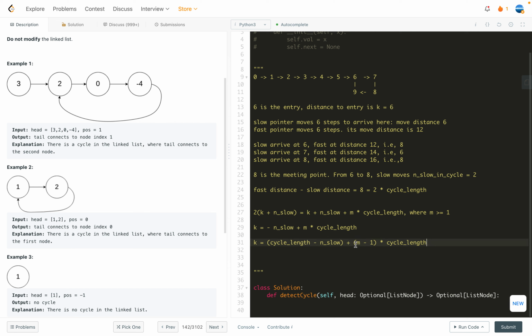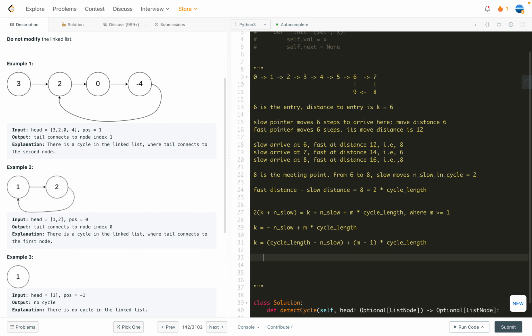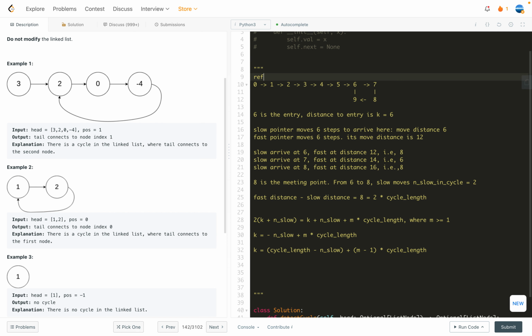So if m equals 1, it means that the k number of steps is exactly equal to cycle length minus the n_slow. I guess it might be the case in example 1, but we can analyze that later. Basically, when they meet, the slow will be pointing at 8, and if we use a reference starting from the beginning, then we continue.